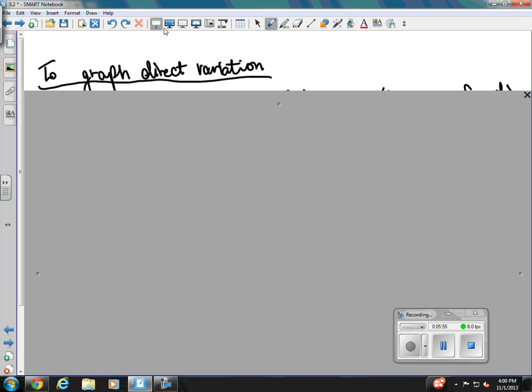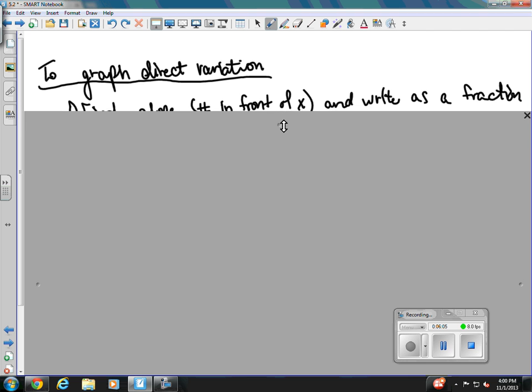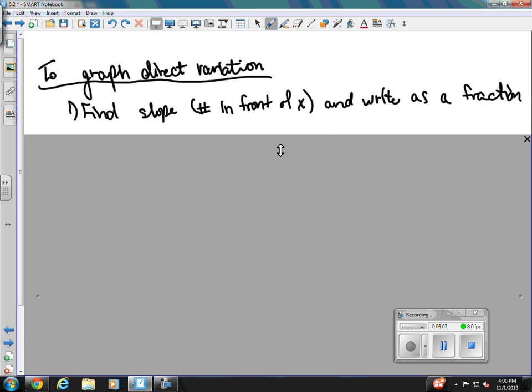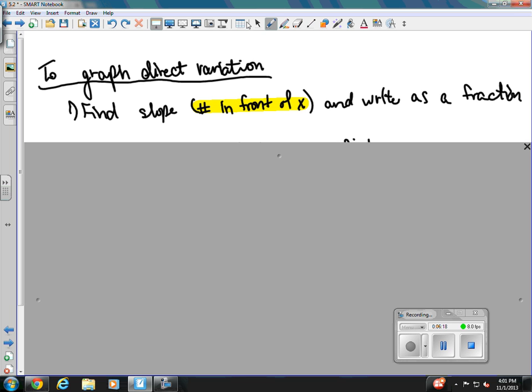Now let's look at our second example. Oh, I'm sorry, we have to get a little bit of notice before we look at our second example. It says to graph direct variation. So this is where we're going to start actually graphing our slope. So it says find slope, and just a reminder, it's the number in front of x, and then write as a fraction. Now, the reason why we want to write it as a fraction is so we know our rise over run.